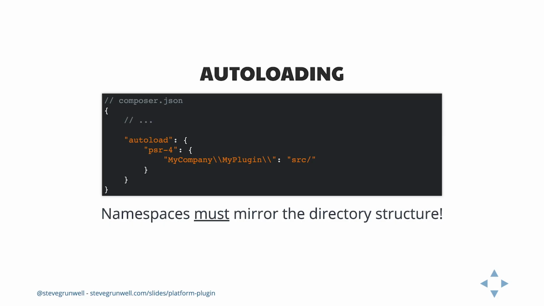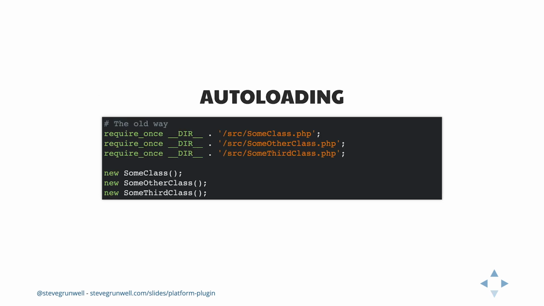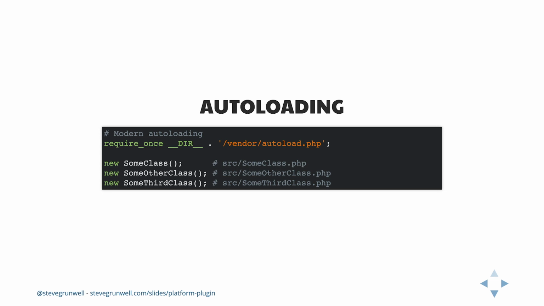The standard autoloading pattern these days is known as PSR-4, where the file names need to match the class names and the namespace structure. So in this case, MyCompany\MyPlugin\SomeClass maps to src/SomeClass.php, because we've told it to look in the src directory anytime it needs to find something in the MyCompany\MyPlugin namespace. With our Composer-generated autoloader, we can replace all of those require_once statements from earlier with a single call to the autoloader, and PHP will handle everything else from there.